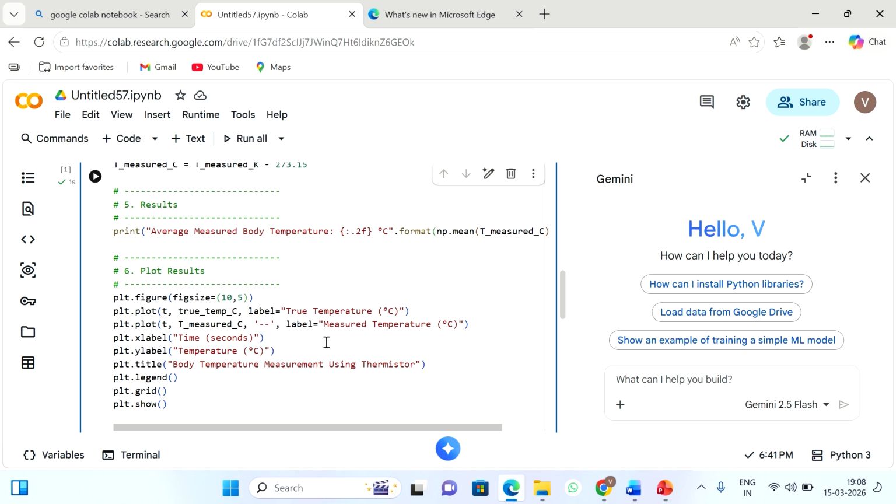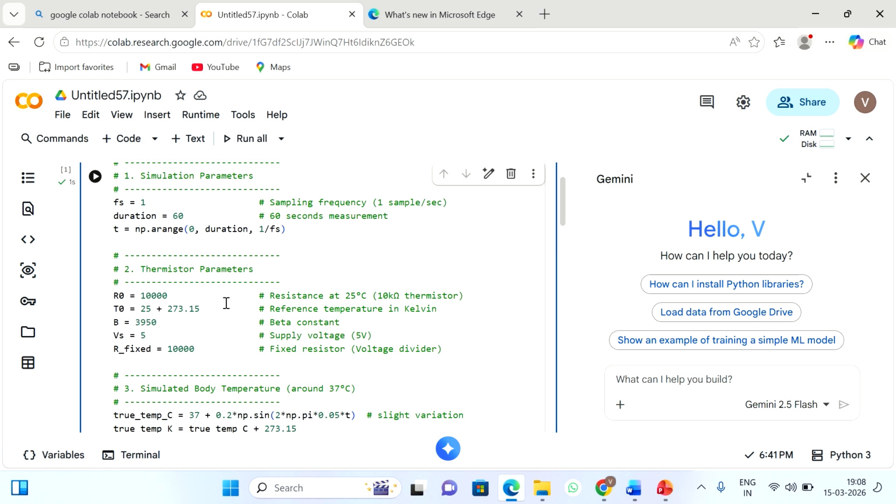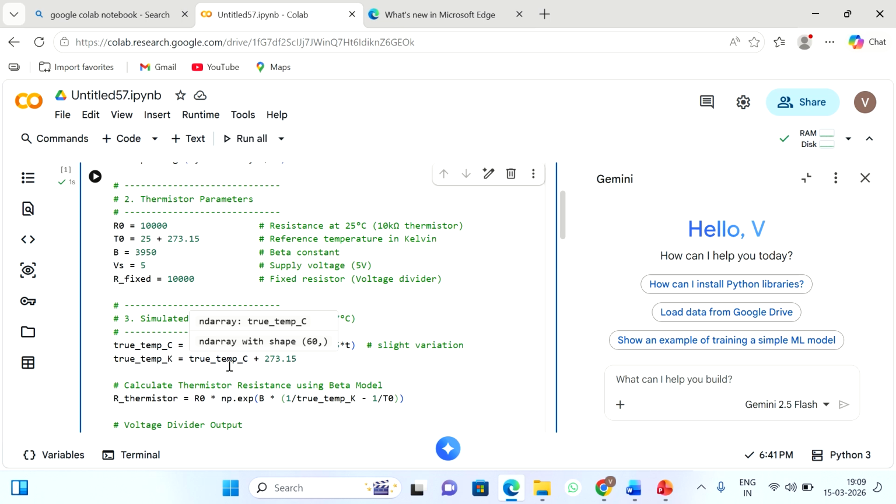Now we have to simulate the body temperature with Fs, the sampling frequency, equal to 1 sample per second, and a duration of 10 seconds for measurement. Then true temperature in degree Celsius is equal to 37 plus 0.2, which is the amplitude, times sine of omega, the angular frequency conversion 2 pi f t. So a slight variation, and then true underscore temperature in Kelvin.